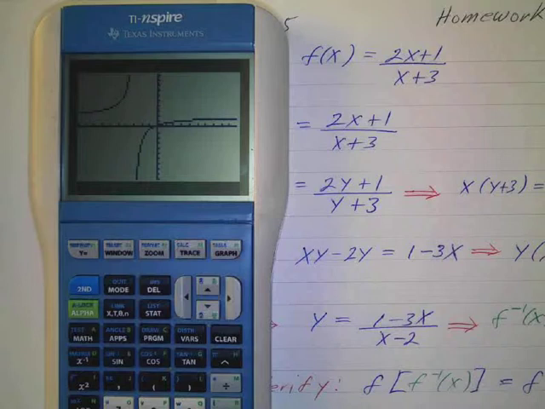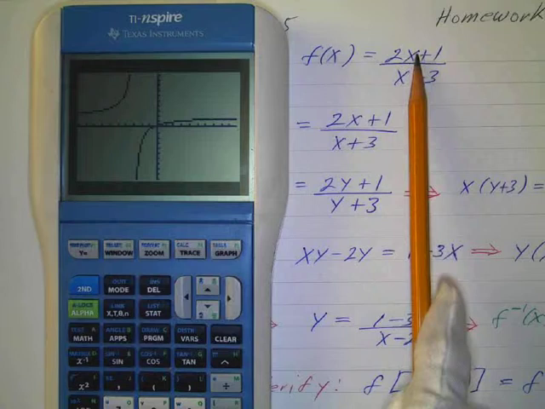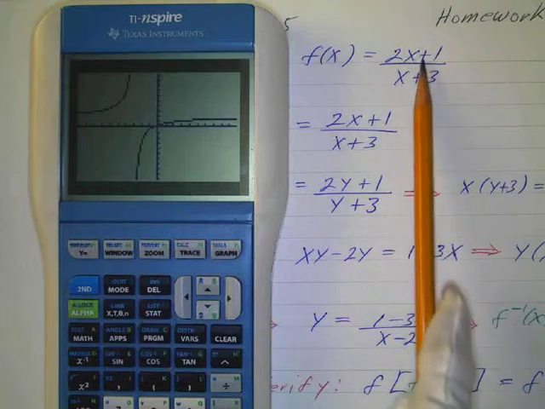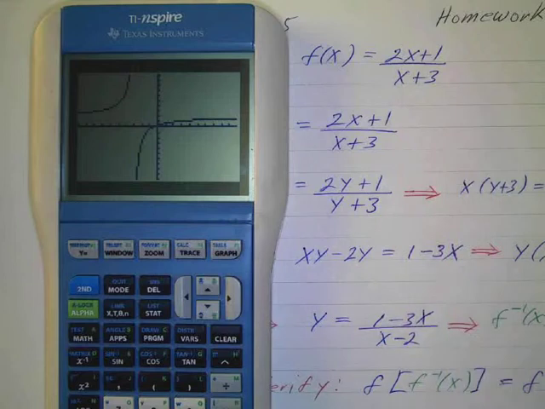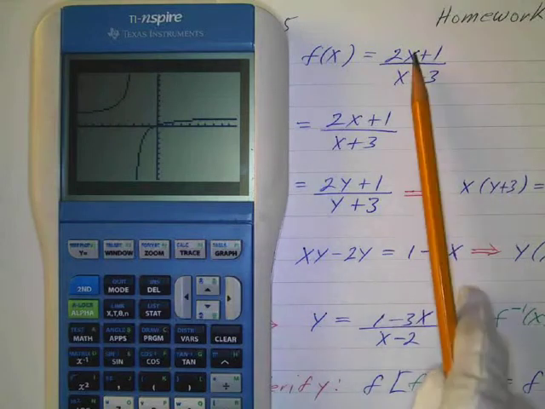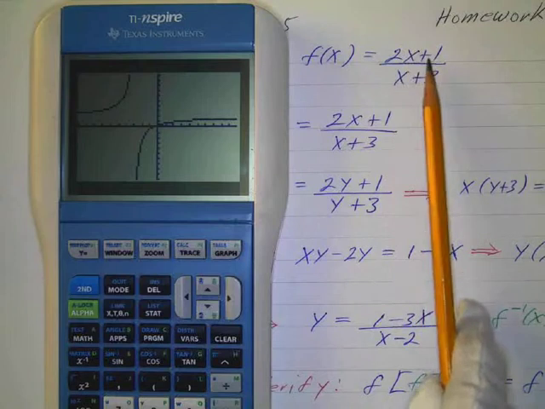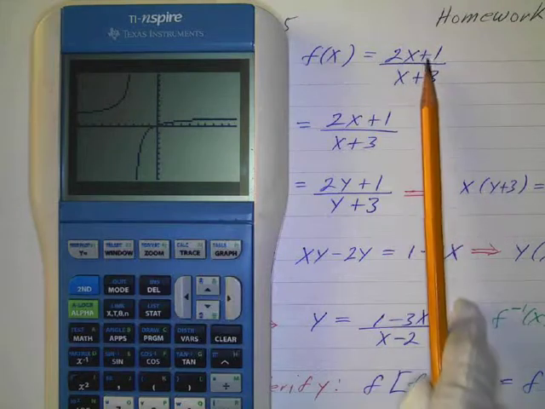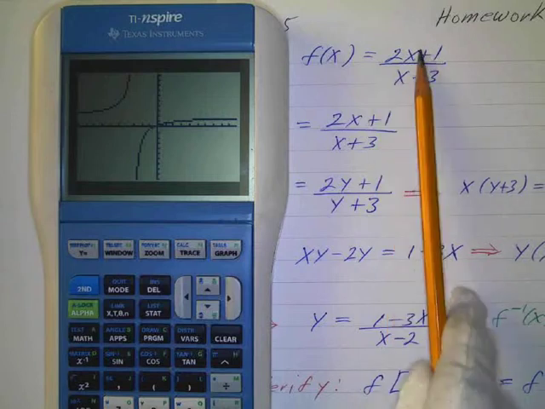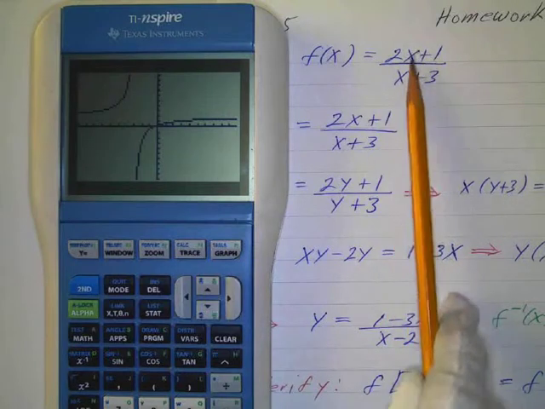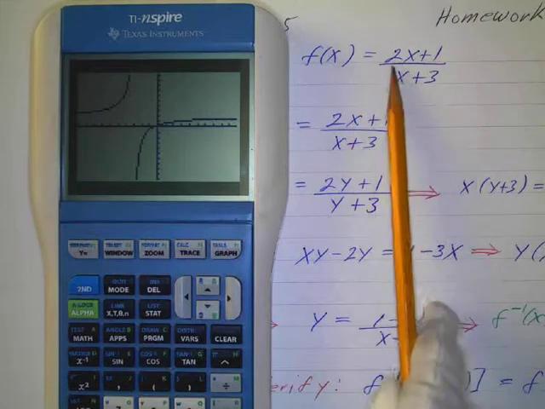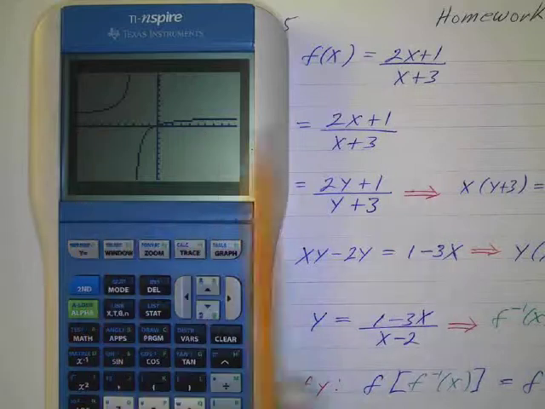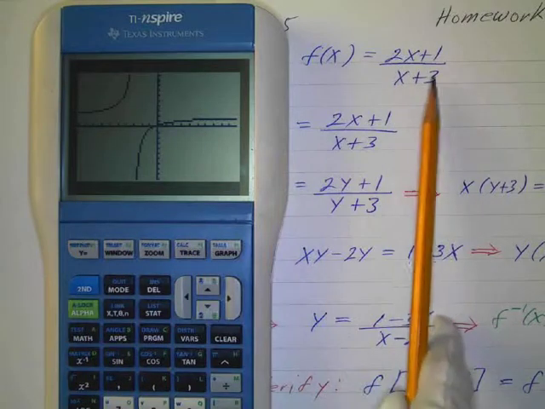We should remember this from our polynomial functions, and this is a lot of what you're going to be doing in that summer review number 7. Since these powers are the same, we look at the ratio of the coefficients of the highest degree terms. The highest degree is 1 here and 1 here, so that ratio is 2 over 1, so we do have a horizontal asymptote at y equals 2, and a vertical asymptote at x equals -3.